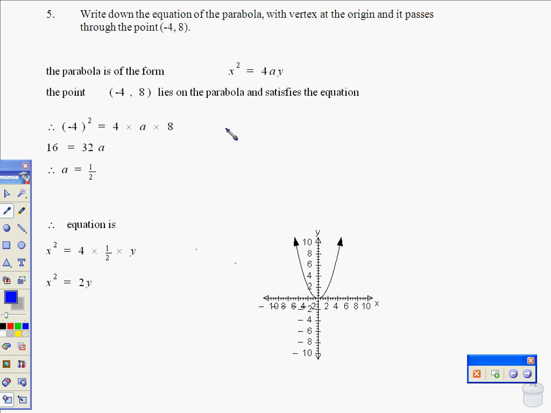In this problem, again we want to find the equation of a parabola. This time we're told the vertex is at the origin, so it's going to be in the form x squared is equal to 4ay. The only other piece of information we're told is that it passes through the point (-4, 8).